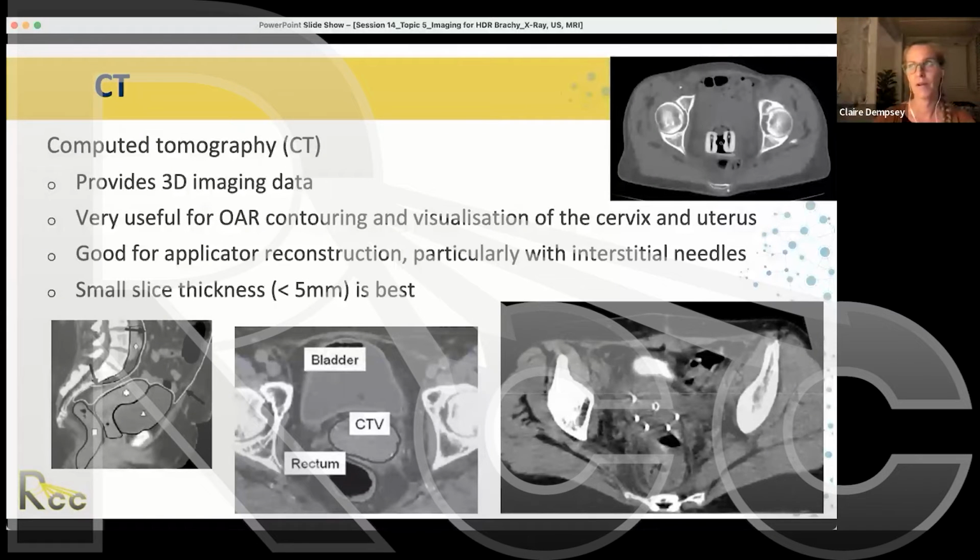So there are some departments that have access to MRI and CT, and they actually use both in treatment planning because they really prefer the applicator reconstruction on the CT than the MRI. So that's always an option if you have lots of imaging equipment to go around. And again, like the MRI, the small slice thickness, less than 5 millimeters, is best for brachytherapy planning purposes so that we can accurately reconstruct the applicator inside the patient.